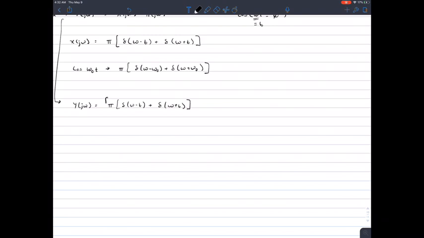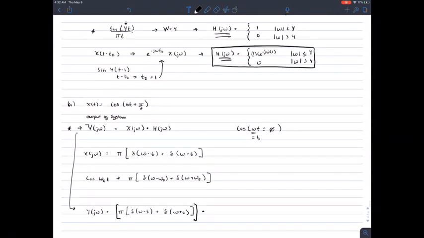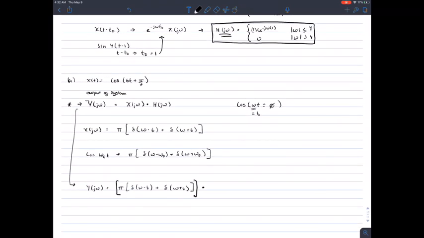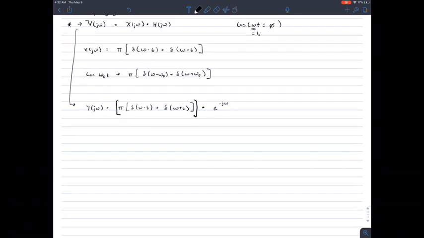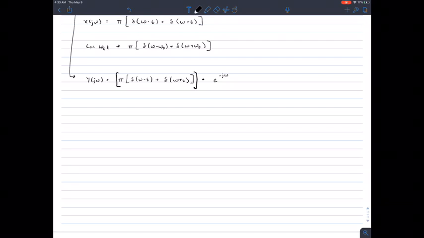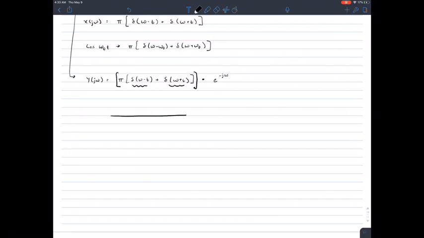Okay? And then all of this will be multiplied by our H of j omega, which is going to be e to the negative j omega. Okay, so now, I bet you're thinking to yourself, how are you supposed to do this? Well, first of all, you have to realize that a delta function only has values at certain points. So these two only have values at 6 and negative 6.